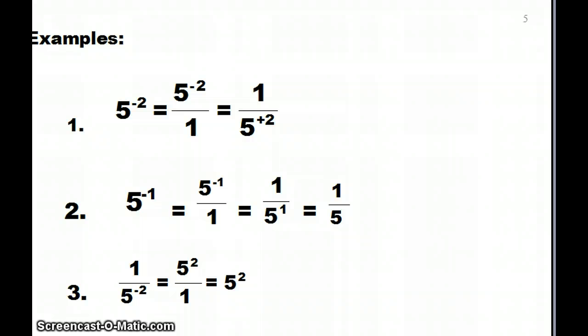On page 5 we have quite a few examples. 5 to the power of negative 2 can be written with a top and a bottom, so it would be that number over a 1. The 5 is the base and its exponent is a negative 2. We take the base and the exponent and move it to the opposite spot and change only the sign of the exponent. So it becomes 1 over 5 squared, which would be 1 over 25.